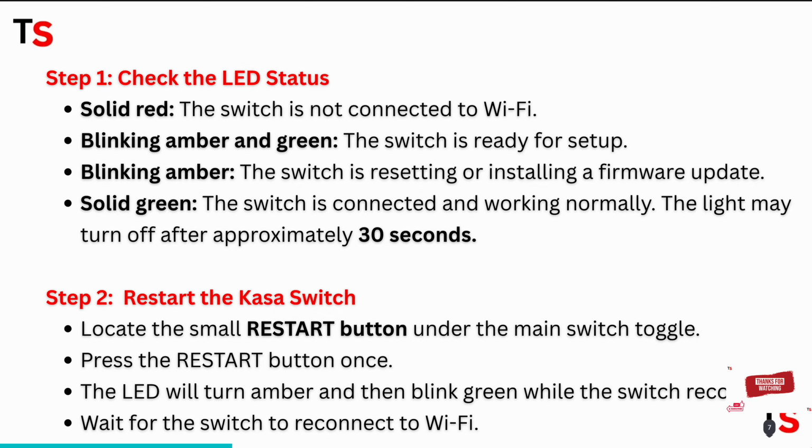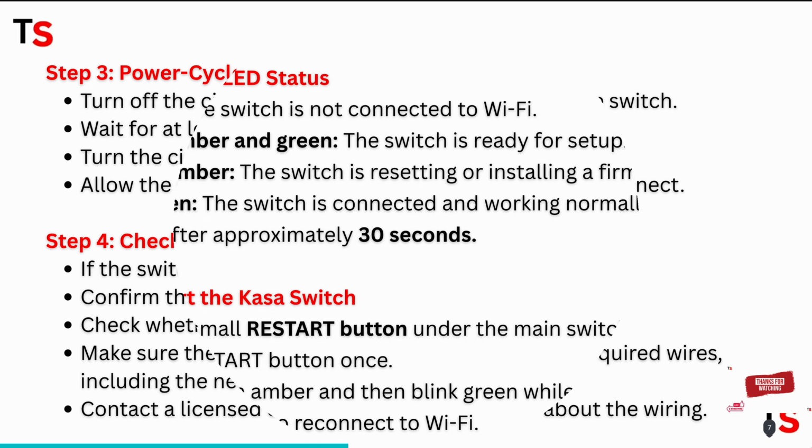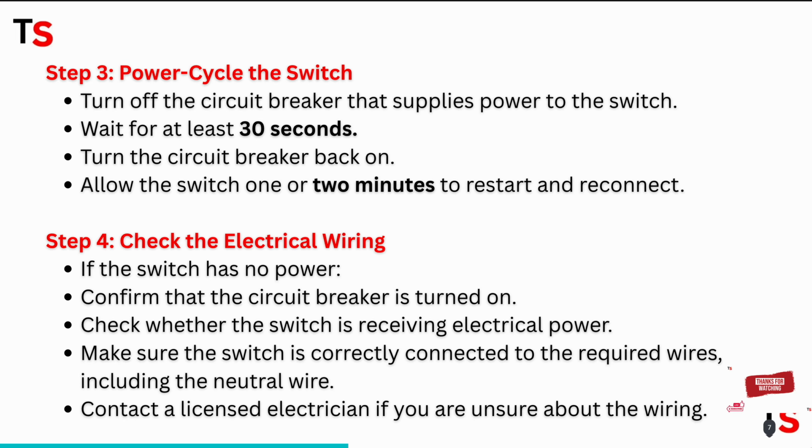Then guys, step 2 is restart the Kasa switch. Locate the small reset button under the main switch toggle. Press the restart button once. The LED will turn amber and then blink green while the switch restarts, and wait for the switch to reconnect to the Wi-Fi.